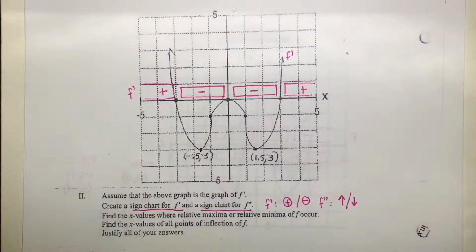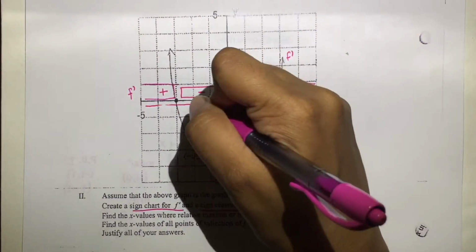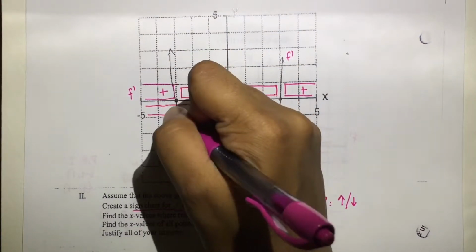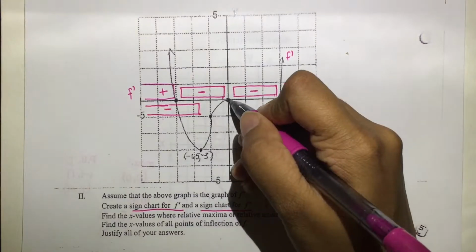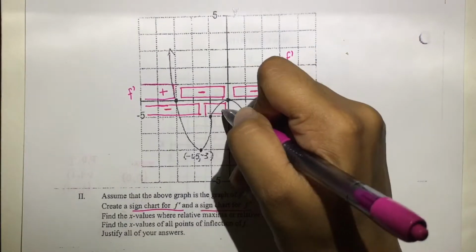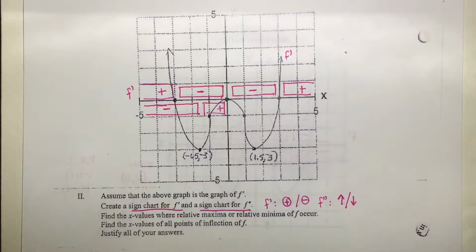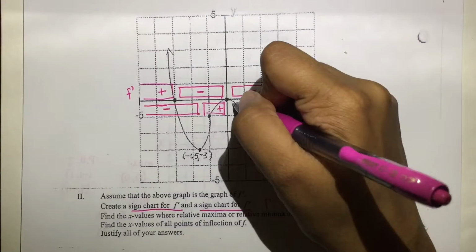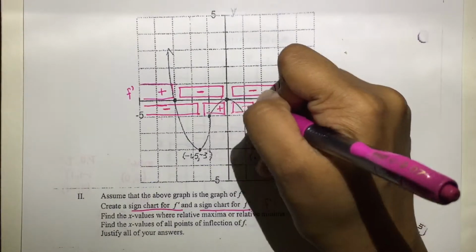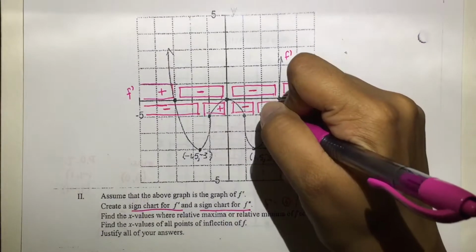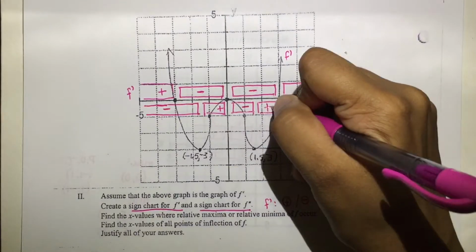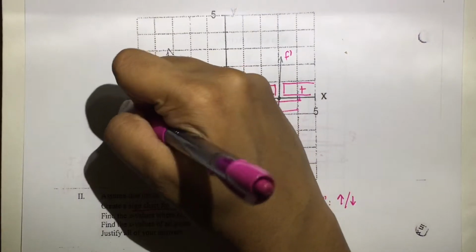Now, moving on to the f double prime sign chart, we can see that the graph is decreasing from negative infinity to negative 1.5, so we can make a box and make that box negative because the graph is decreasing. Finally, after that, we can see that the graph is increasing up until the point 0, 0, so we can make that interval positive. After that, the graph is decreasing up until x equals positive 1.5, I'm sorry. So that makes it a negative. And finally, the graph is increasing for the rest of it. So the rest of the interval is positive. And that is the f double prime sign chart.